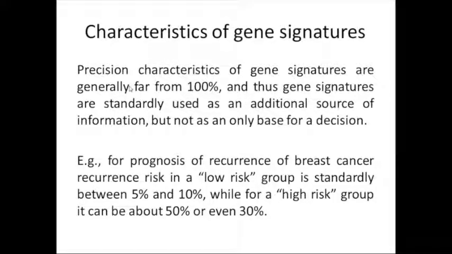A good example here is related to precision characteristics of, for example, breast cancer recurrence risk signatures, where for a low risk group, a risk of recurrence is standardly between 5 and 10%, while for a high risk group, this risk of recurrence is standardly about 50%, or in some cases even 30%. So high risk of recurrence does not mean that the probability of recurrence is almost 100%. It can be much lower.